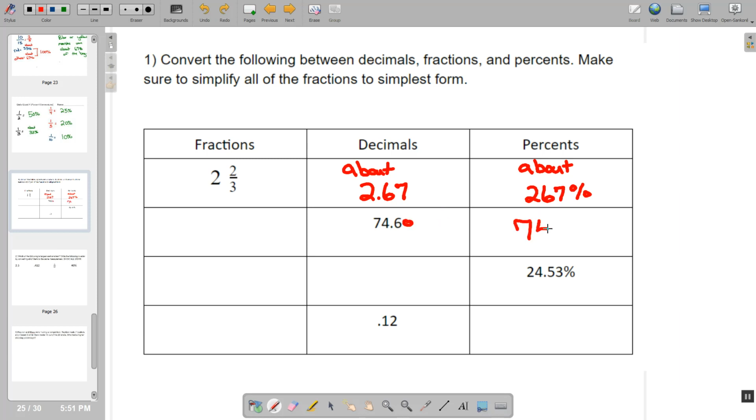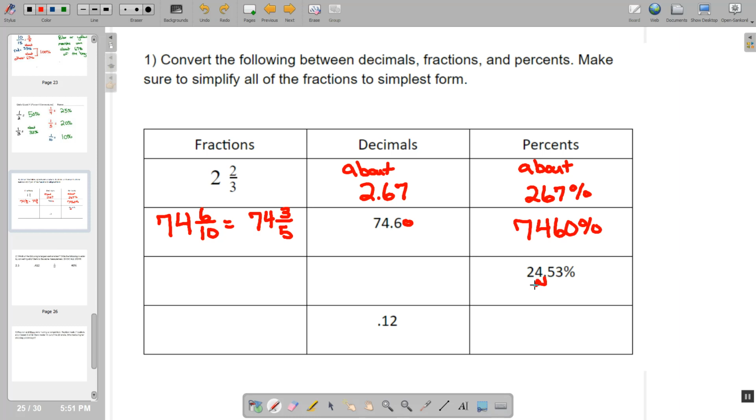So this is going to be a huge percentage. 7,460%. Now, that's not going to happen very often, but it is possible to have something like a 7,000% increase. It's not very common, but it is certainly possible. As a fraction, we have 74 6/10, which is the same as 74 3/5.